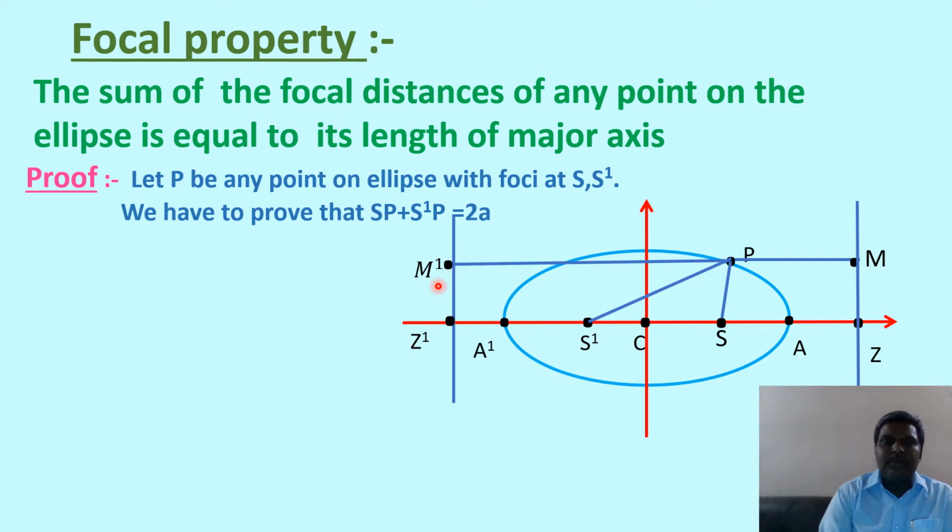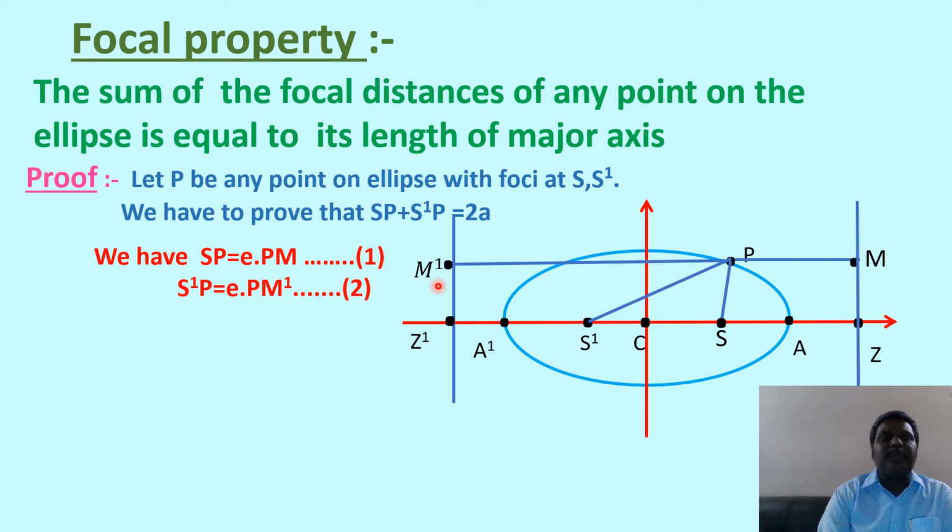So SP is equal to e into PM, and S dash P is equal to e into PM dash, by cross multiplication. What do you have to do? You want SP plus S dash P. That is why you just add equations 1 and 2. What will happen? SP plus S dash P is equal to e, which is common, times PM plus PM dash.